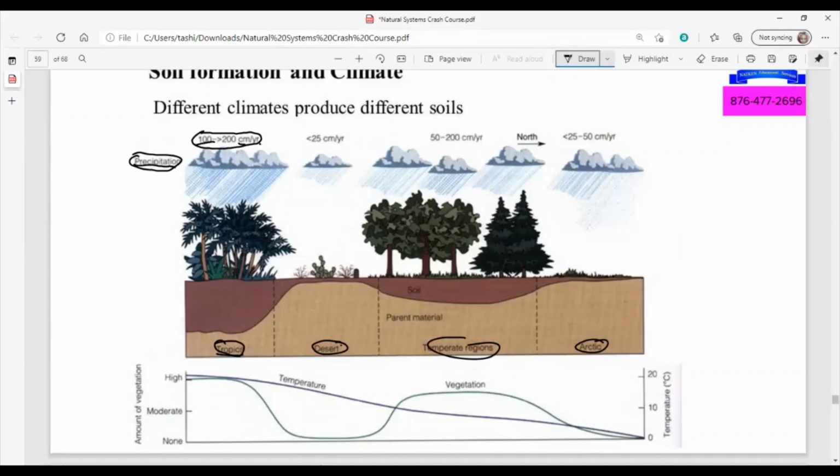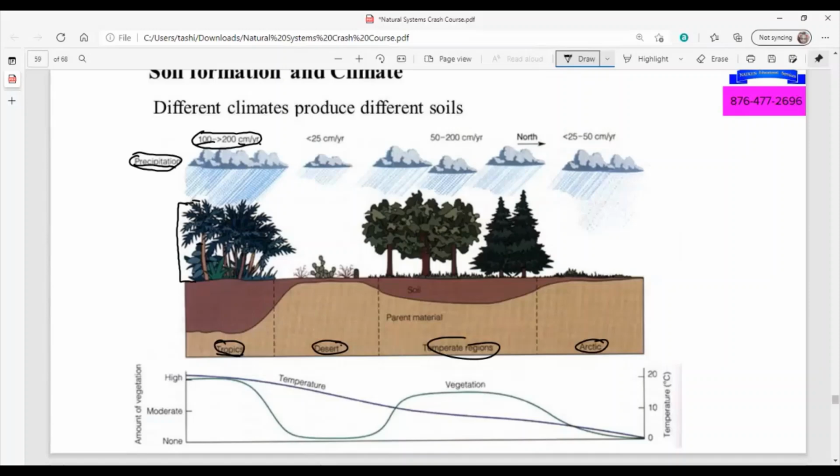So the quantity of rainfall, the amount of rainfall that we have, also determines the type and the quantity of vegetation that we have. So you notice that we have a whole heap of different types of plants in the tropical area. Do you notice that? So we have plants at all different layers in the tropical area, and we have a wider variety of plants.